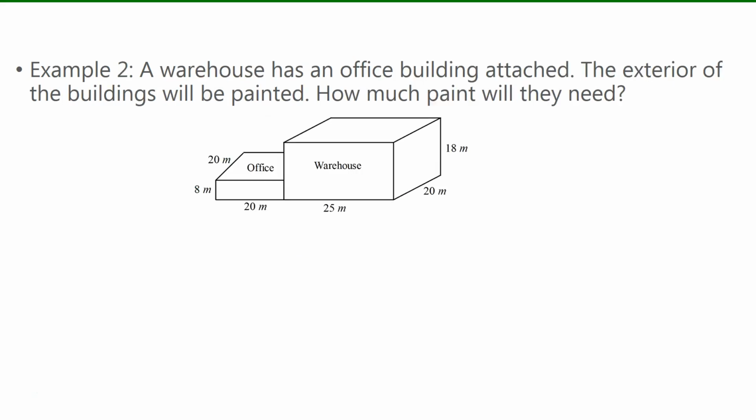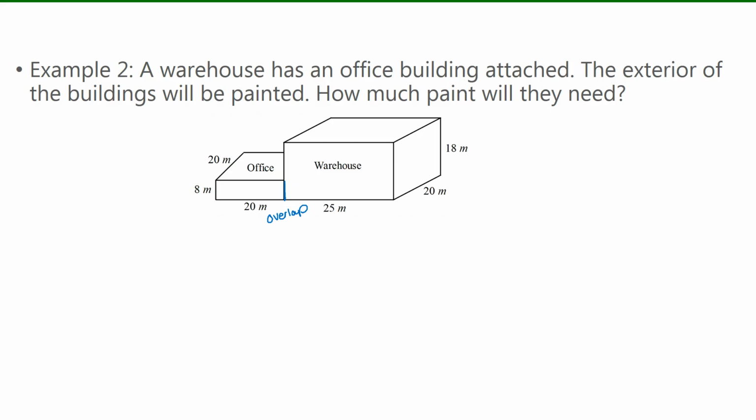Example 2. We have a warehouse that has an office building attached, and the exterior of the buildings are going to be painted. How much paint will they need? Now, besides having to deal with the overlap, which would be right here where they are touching, for a word problem, we also need to think about what areas are to be painted. They may not always spell it out for you, so you need to determine what makes sense.